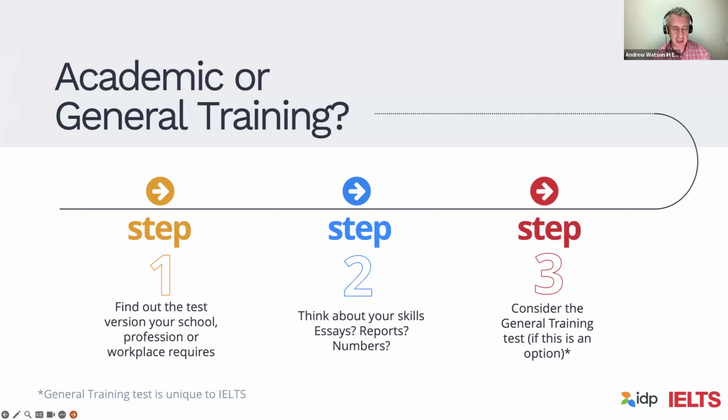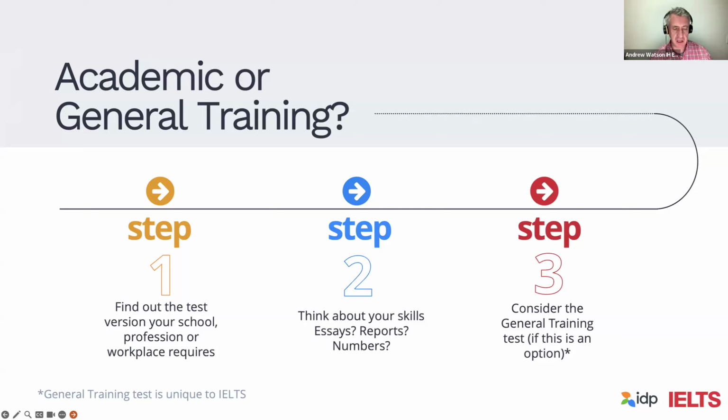I'm not pretty sure, but I guess general training would be the best option. I mean, if you're just for working. Yeah, if it's working, yes. So for example, if you want to work in a hotel in Canada, you would go for general training. What if you wanted to apply for a university in Australia? Would that be academic or general training? I think it's the academic. Yeah, that's right.